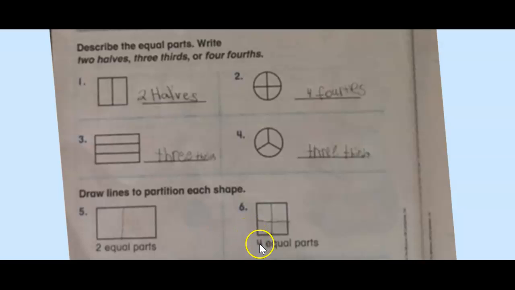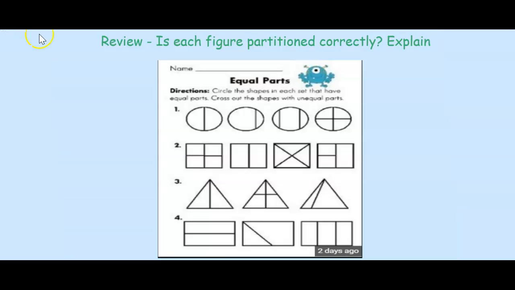And number 6 says to partition your shape into 4 equal parts. I love the way Mayan drew a line vertically and a line horizontally so that he would have 4 equally sized partitioned shapes. Great job, Mayan.